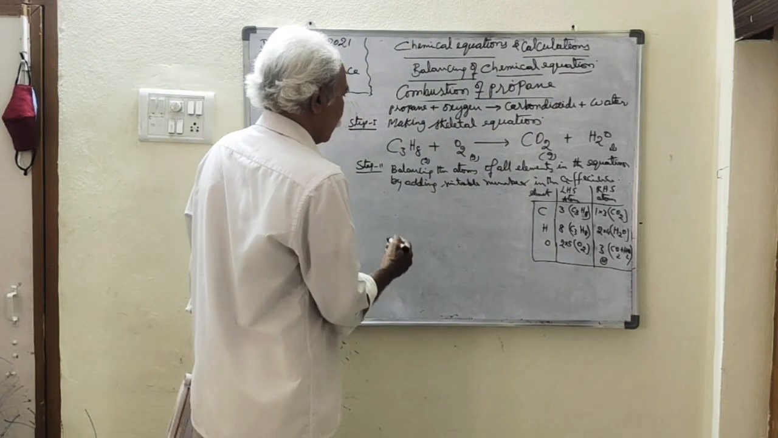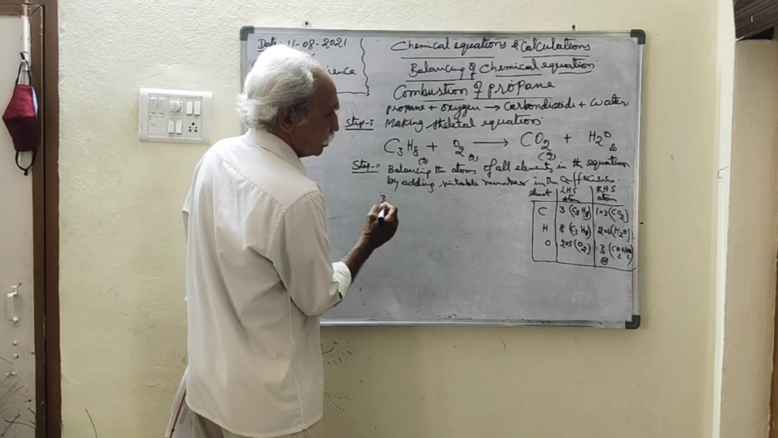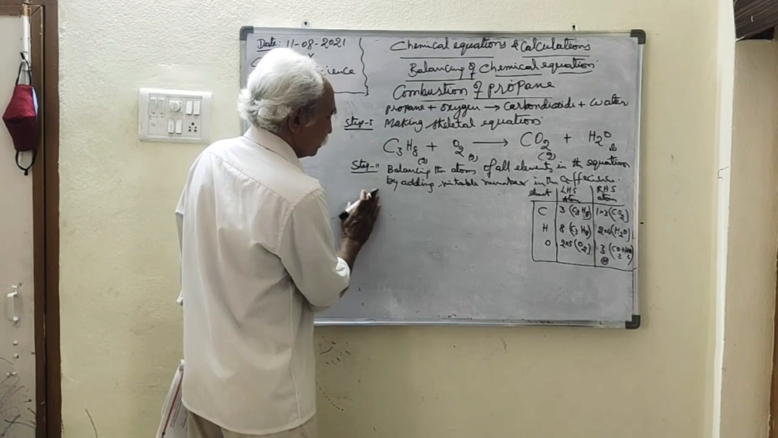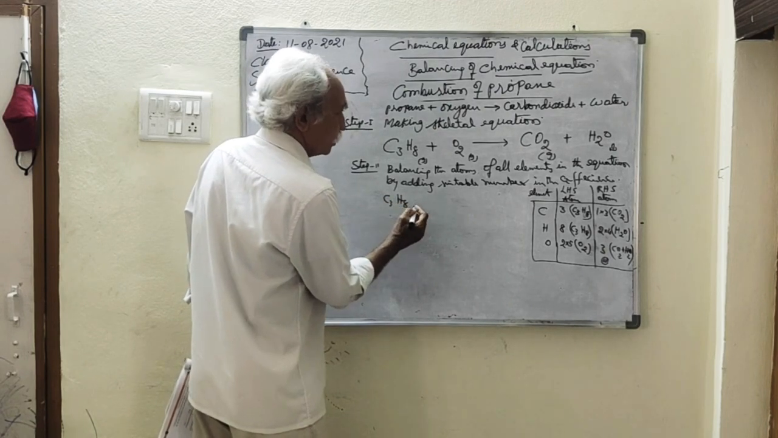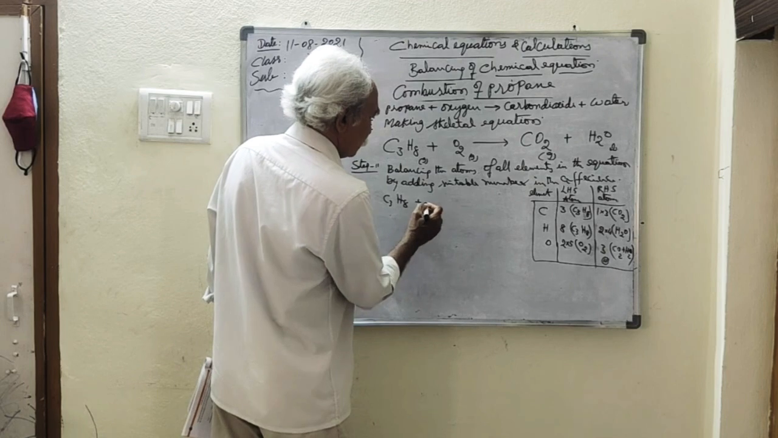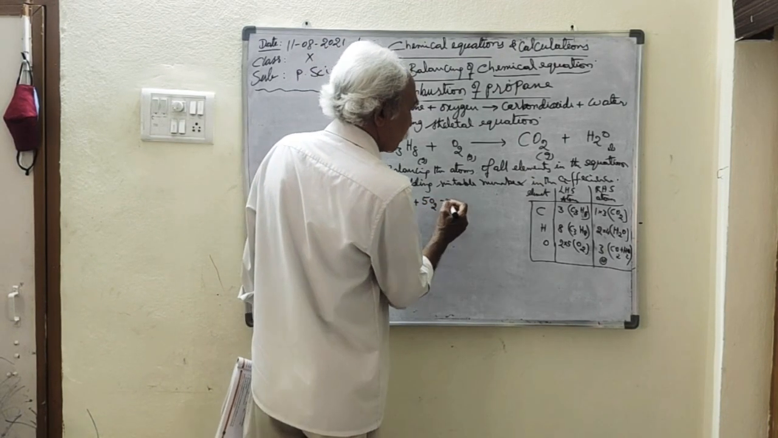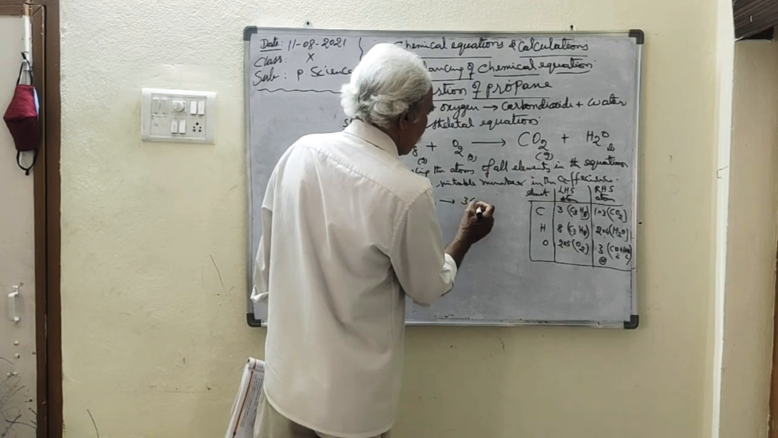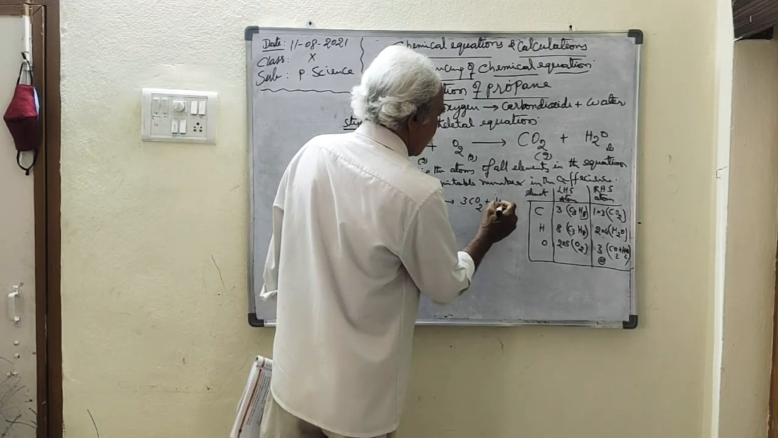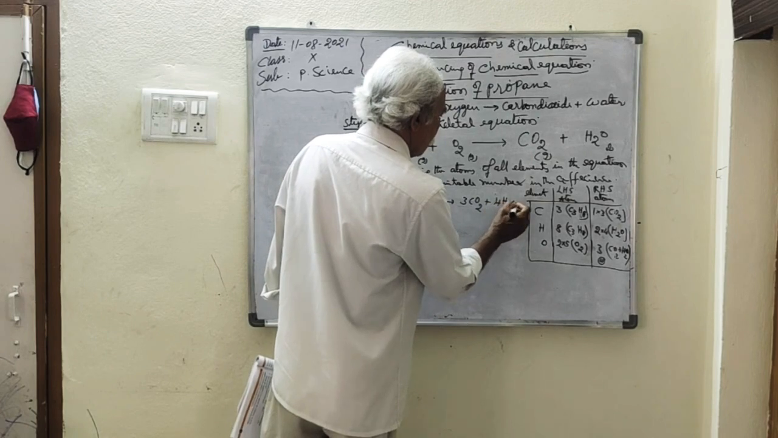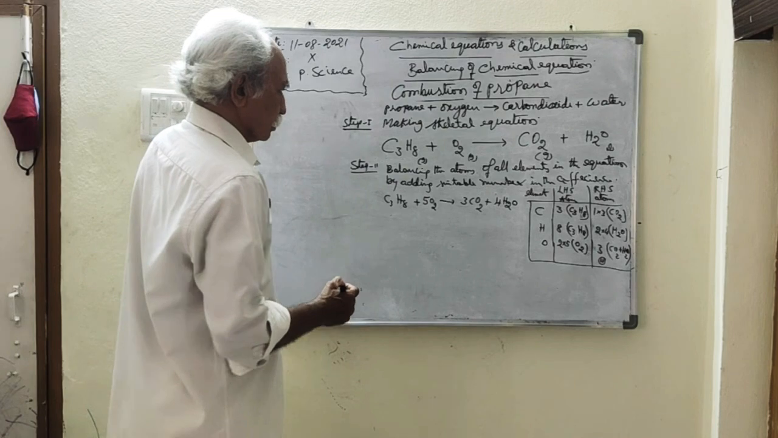So you can write the answer here, that is C3H8 plus 5O2 gives rise to 3CO2 plus 4H2O. This is the equation.